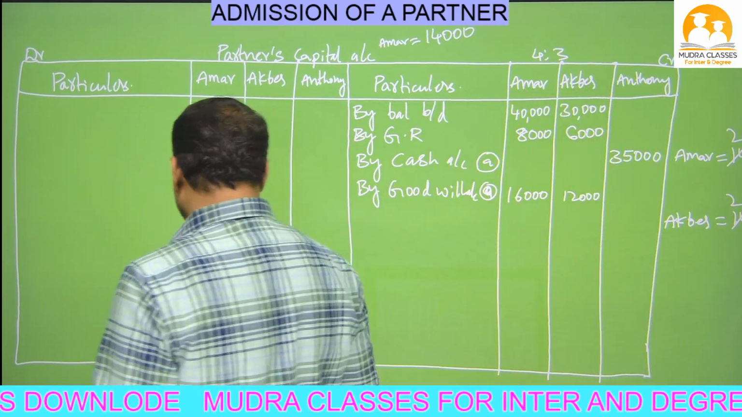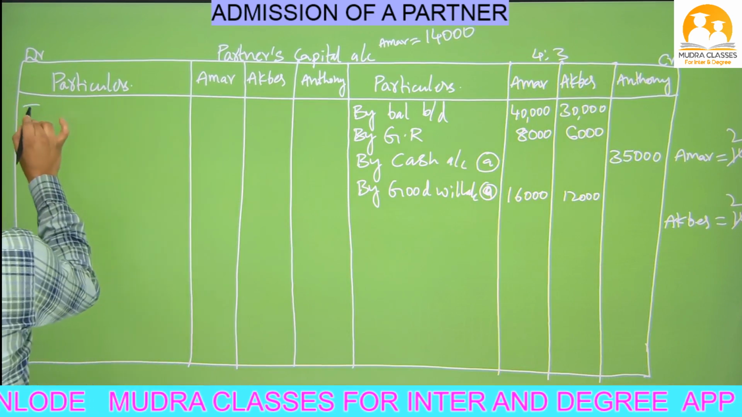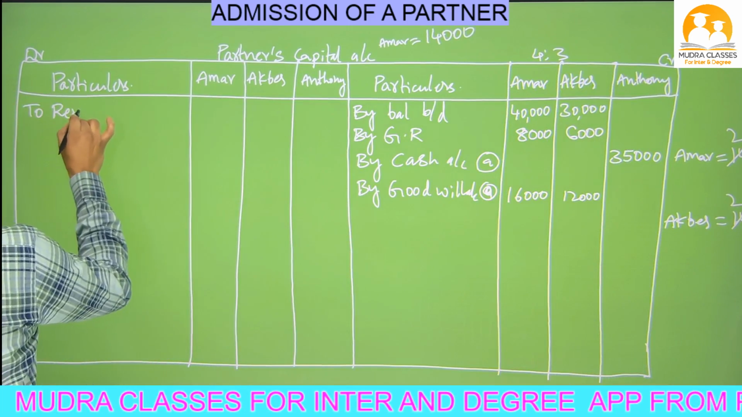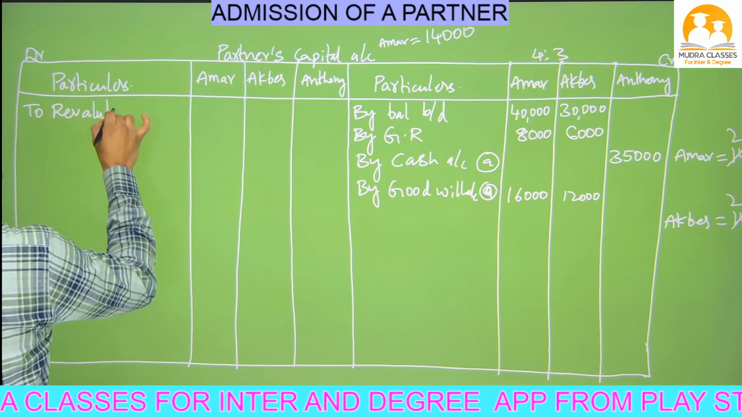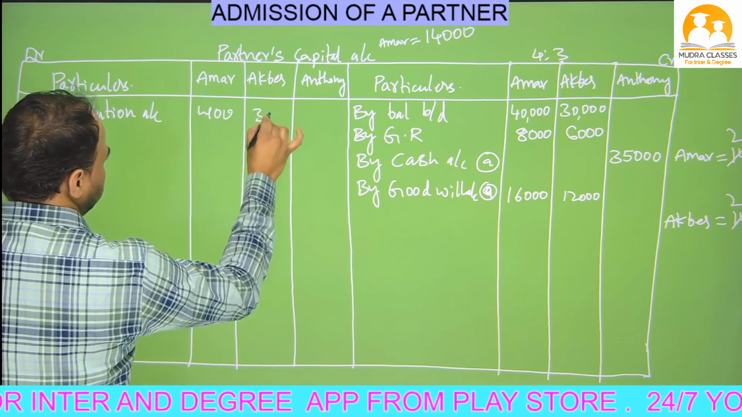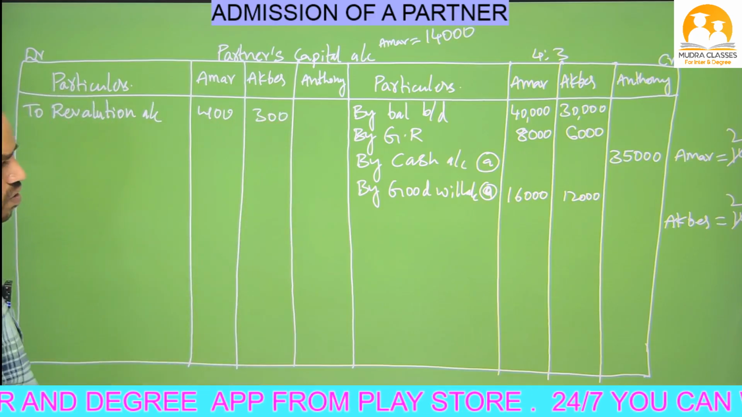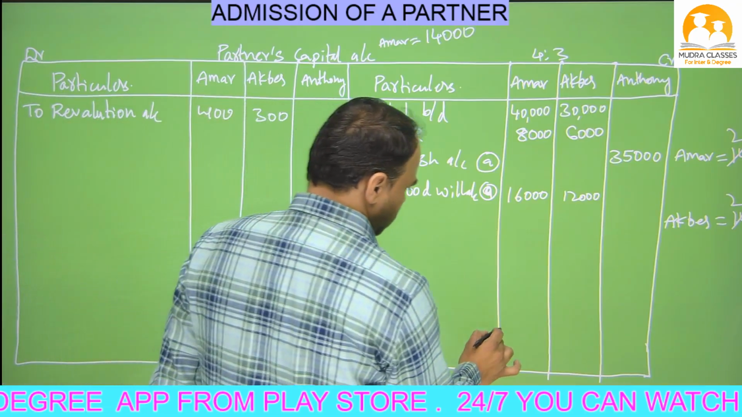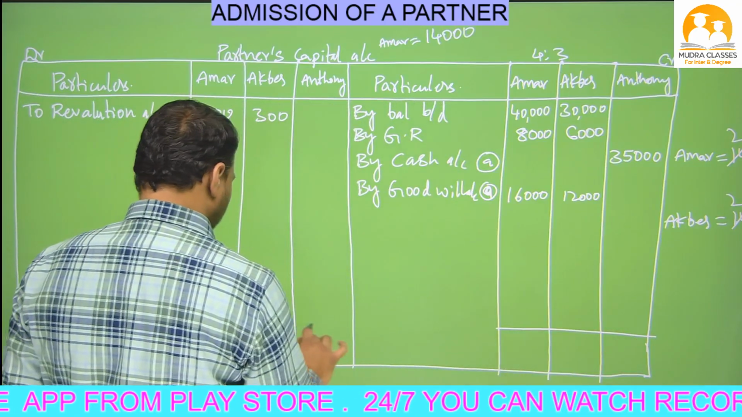So in the partners' capital account debit side we have to write "To Revaluation Account": Amar got 400 and Akbar got 300. Okay. Now we have to close the partners' capital account.